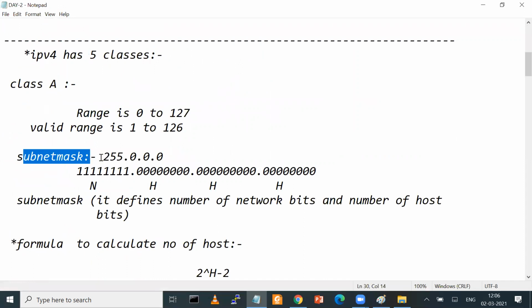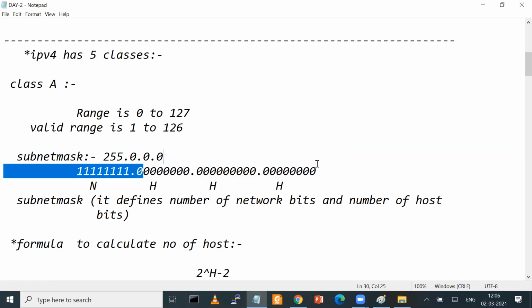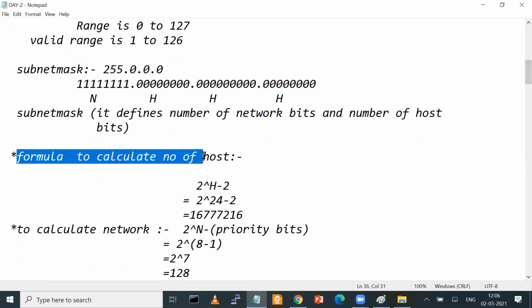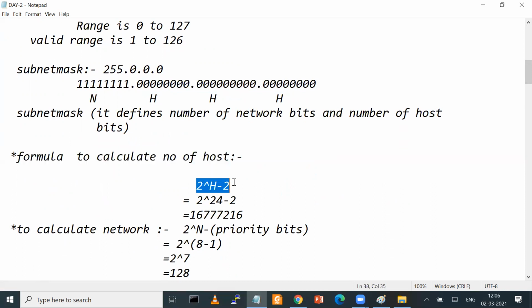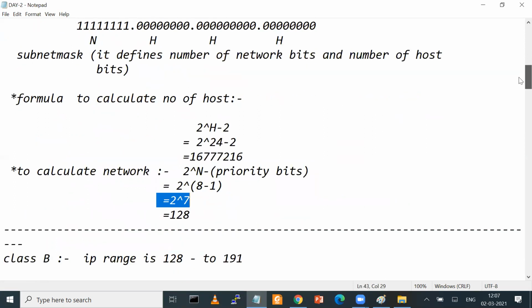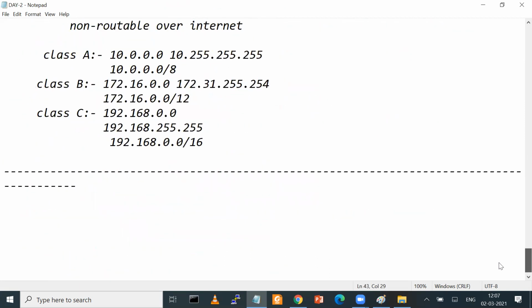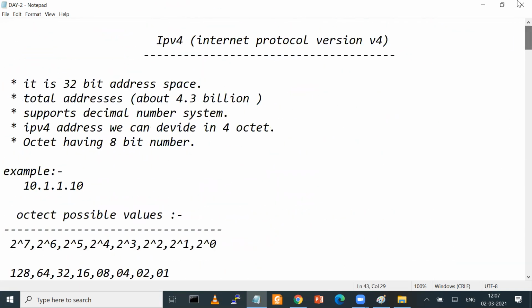Subnet mask of class A, the default subnet mask, is 255.0.0.0. When you convert it into binary, it looks like this. The 1s show the number of network bits and the 0s show the host bits, or you can say user bits, because they allow users to connect. The formula to calculate the number of hosts is 2 to the power h minus 2, which is 2 to the power 24 minus 2, and we get this value. To calculate the number of networks, we use 2 to the power n minus priority bits, where n is 8 minus 1, so 2 to the power 7, which is 128. Similarly, for class B and class C, you get all these things. So in that order, we have to move gradually.